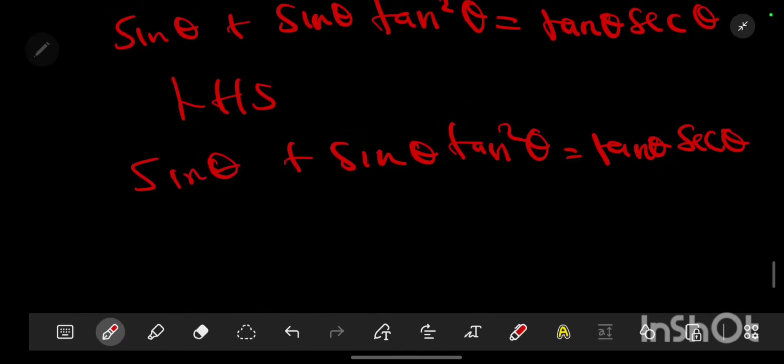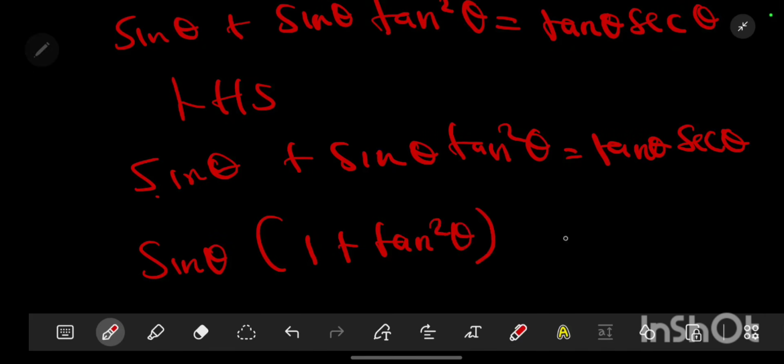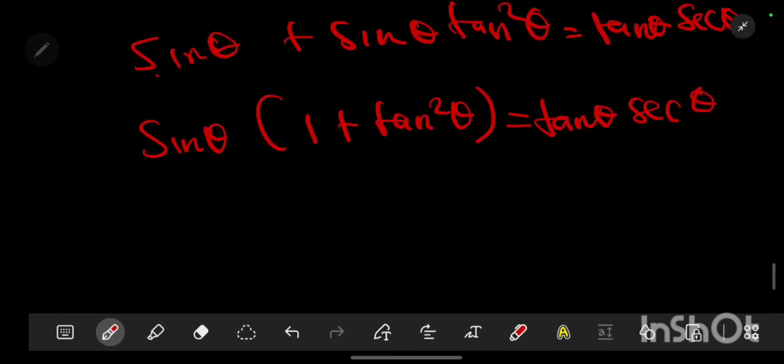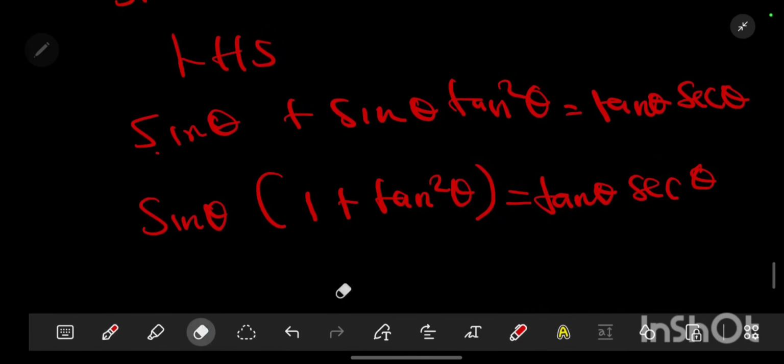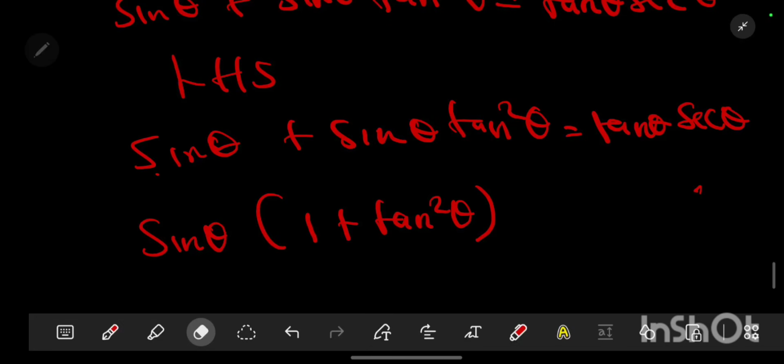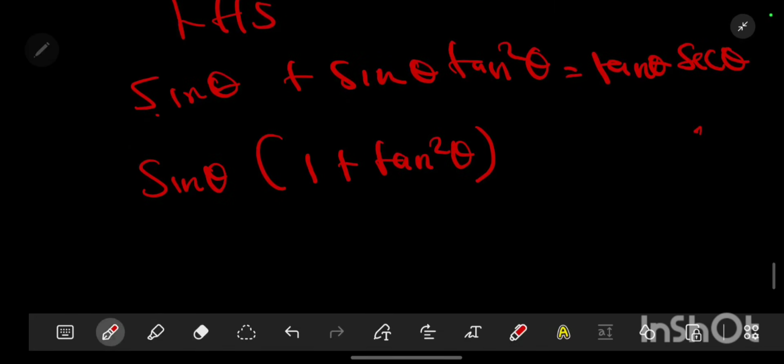So what we are going to do from here is factorize the sine of theta. Sine of theta is common. We are remaining with 1 plus the tan squared of theta. Then this should be equal to tan of theta sec theta. Not equal to, but we are proving. So from there, 1 plus tan squared theta is equal to sec squared theta.